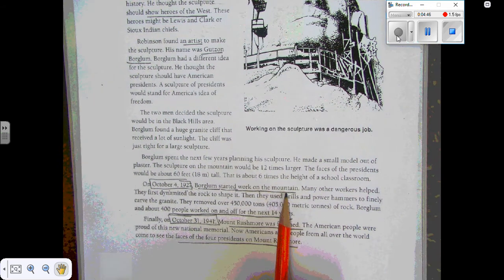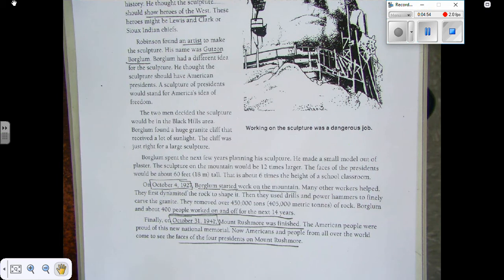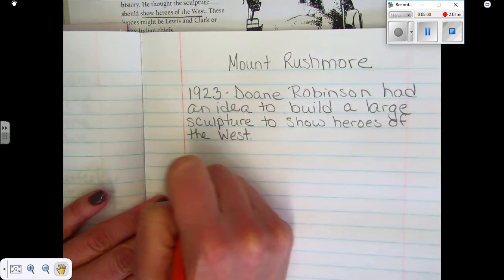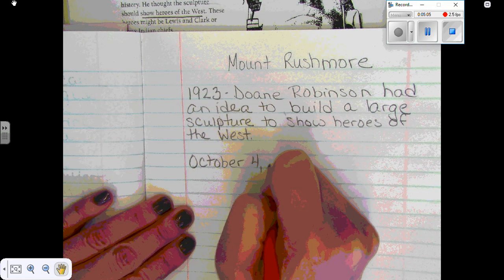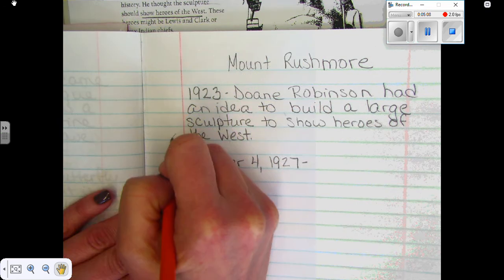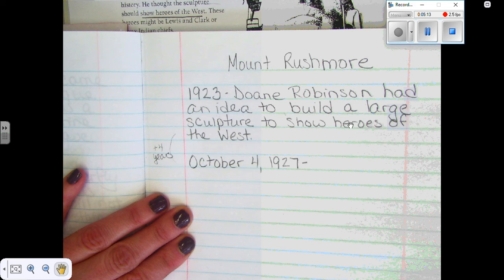So I think it's really important, especially after reading the rest of this article, that we as readers, and when we teach other people, we know what year Mount Rushmore was started. So in my notes, I'm going to put October 4th, 1927. Also noticing that's 4 years later.